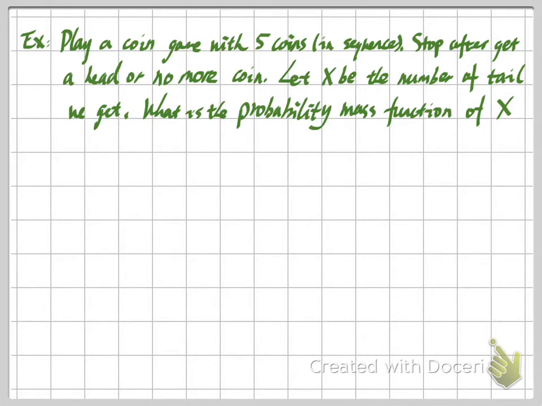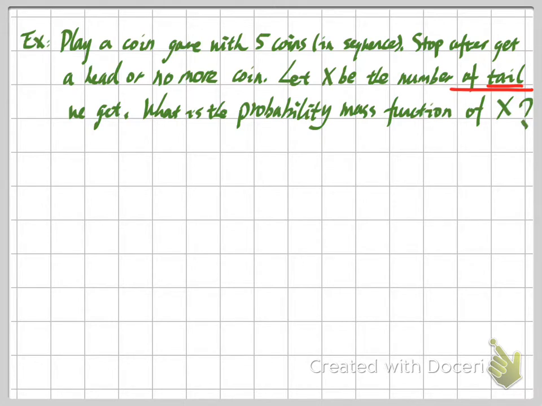Then let X be the number of tails we get. Here, X is not how many coins we flip, or anything about heads. X is the number of tails we will get. The question asks us for the probability mass function of X.